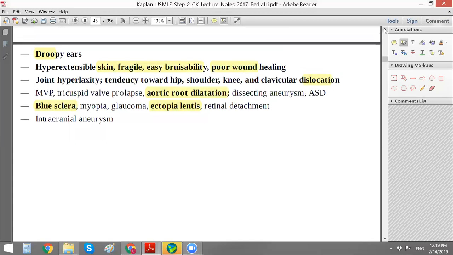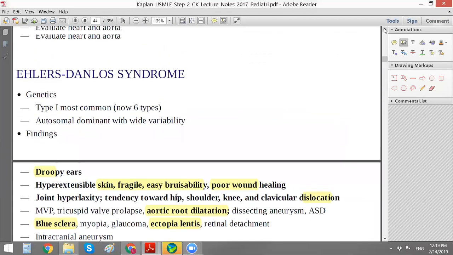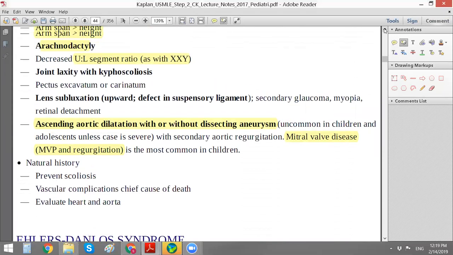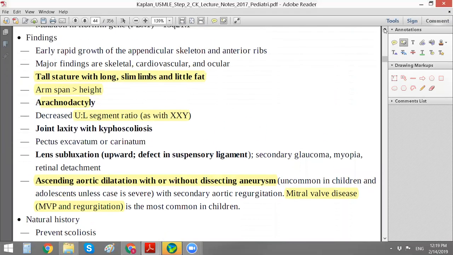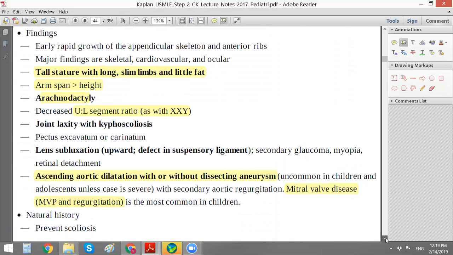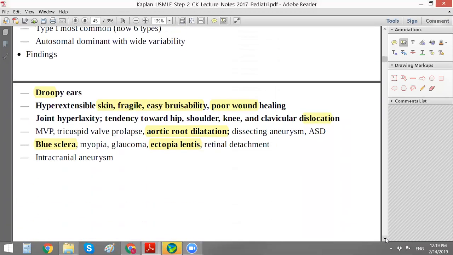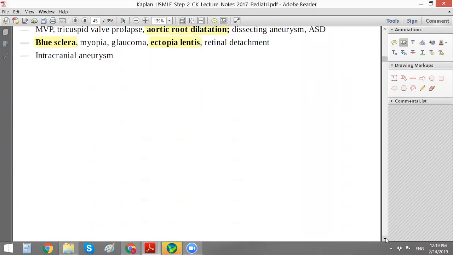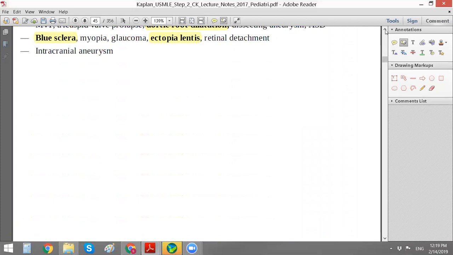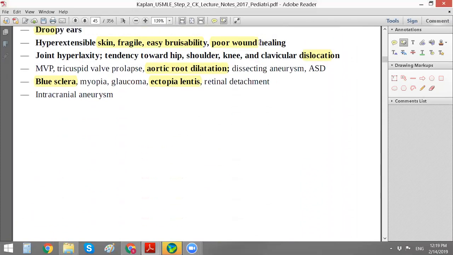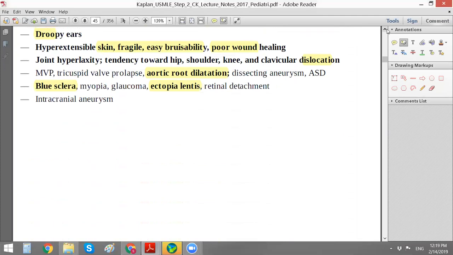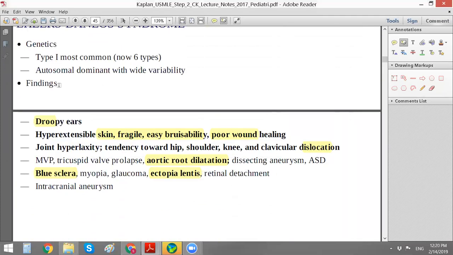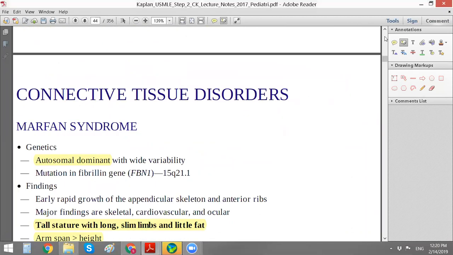So how do you differentiate between them? Hyperextensible skin, I think, because we don't have this thing here. And also I didn't see any blue sclera here. And bruisability, also we can see bruisability in Marfan. Skin is very fragile. This is also autosomal dominant. So these all are autosomal dominant.